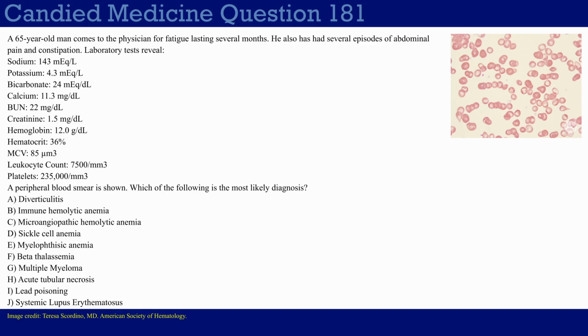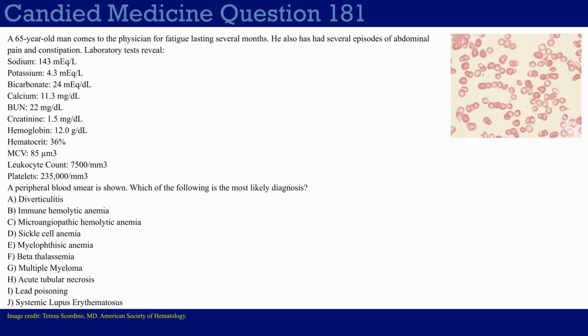BUN and creatinine are elevated, so we have some kind of renal dysfunction, potentially. And we have a low hemoglobin alongside a low hematocrit and a normal MCV. So that means this is a normocytic anemia. We also have normal leukocytes and normal platelets. So this is an isolated normocytic anemia.